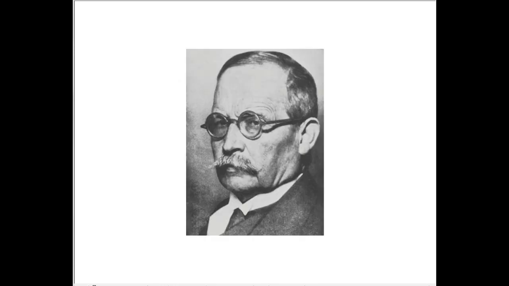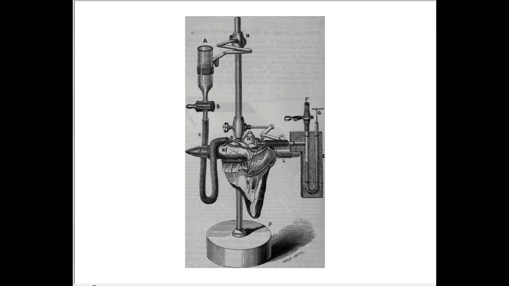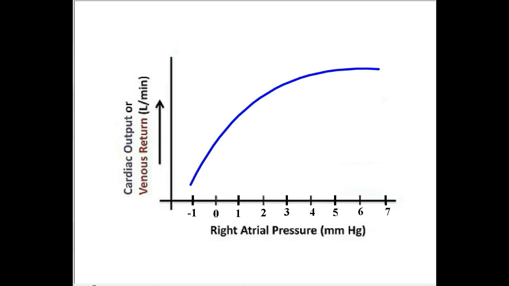In 1904, Otto Frank published his work on the relationship between venous pressure and cardiac output. He did his work in the isolated frog heart. In 1918, Ernst Starling, along with William Bayliss, published their work on the law of the heart. Their work was similar to that of Frank, but was done in the dog heart. The relationship between the preload and the strength of contraction, when plotted graphically, gives us the Frank-Starling curve. It is important to note that as right atrial pressure increases, cardiac output increases.